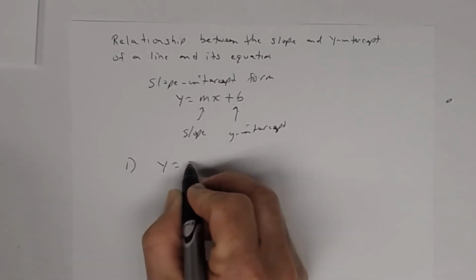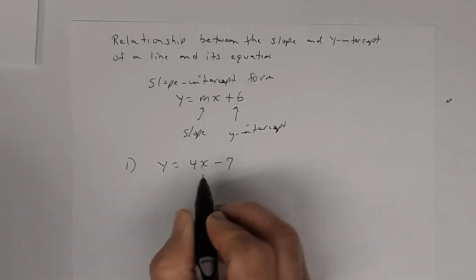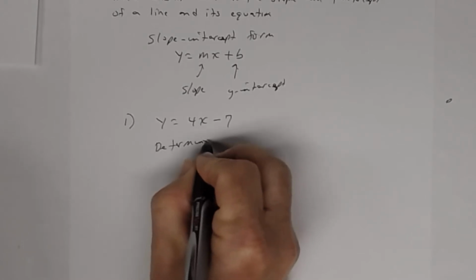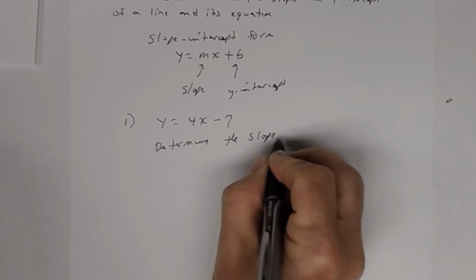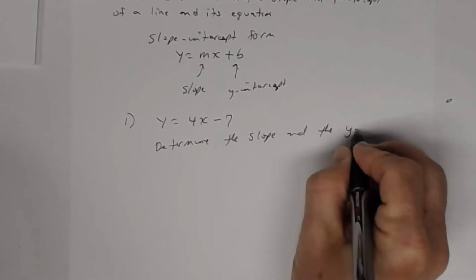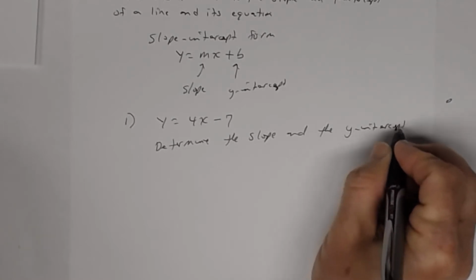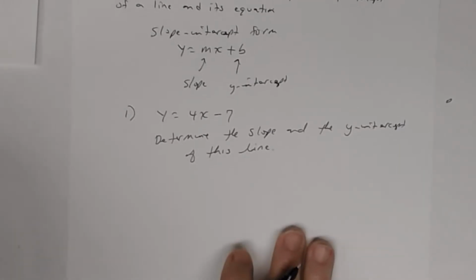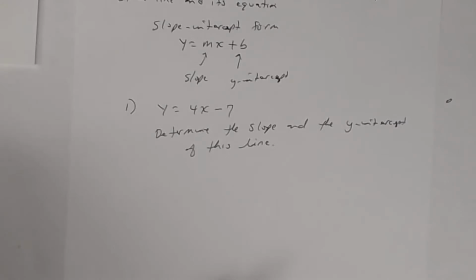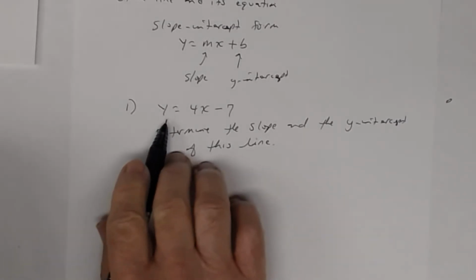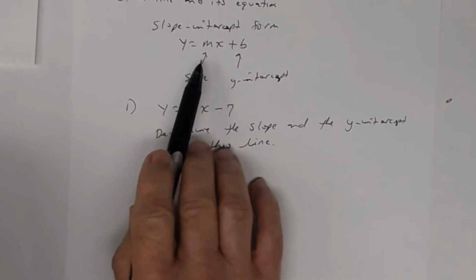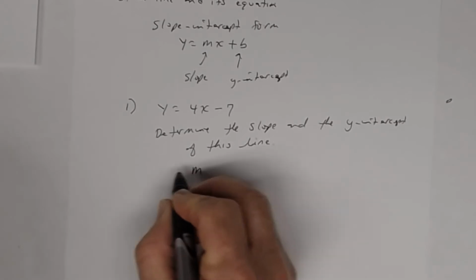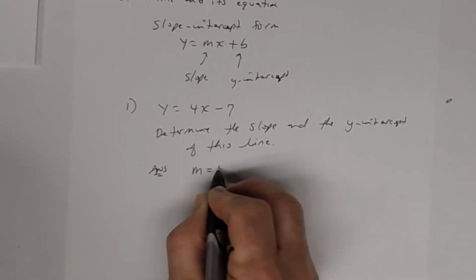Y equals 4x minus 7. Determine the slope and the y-intercept of this line. All right, so since y is by itself, the slope is the coefficient of x. Well, the coefficient of x here is 4. So you're going to say the slope is 4.